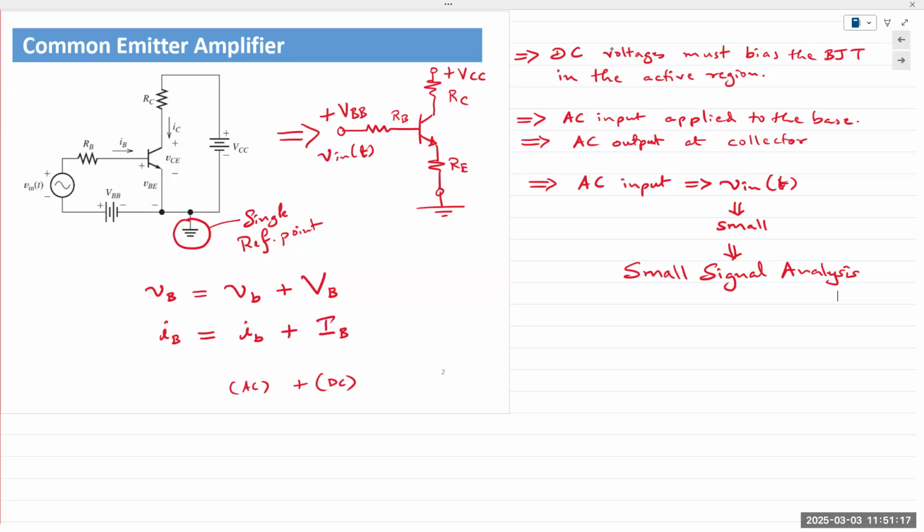It's not an offset. The DC voltages are the biasing voltages applied to the BJT. Those are not offsets. Those are just the DC voltages that are applied.